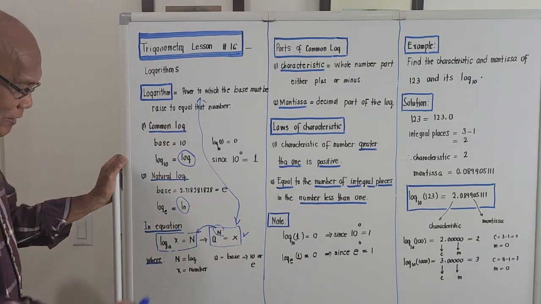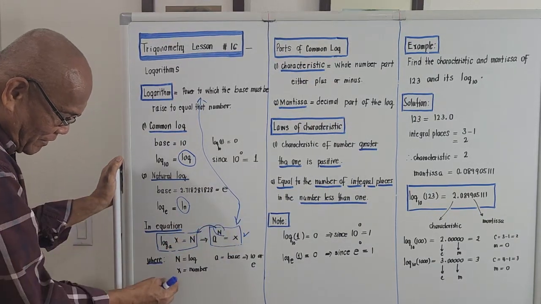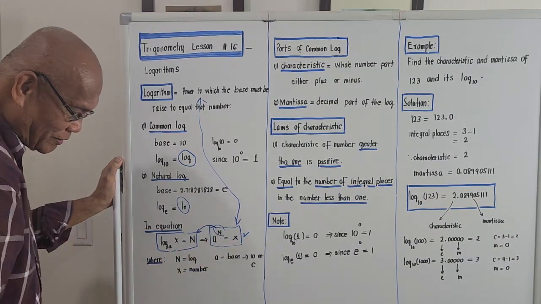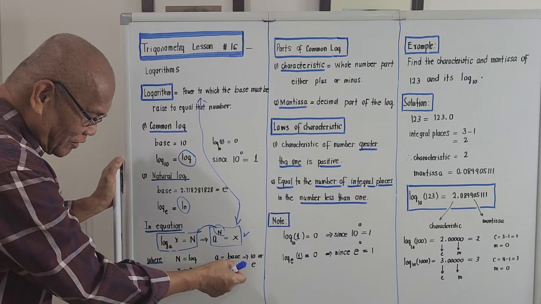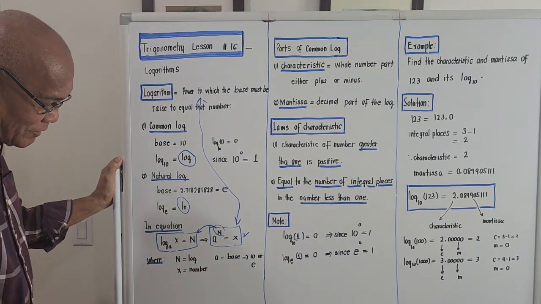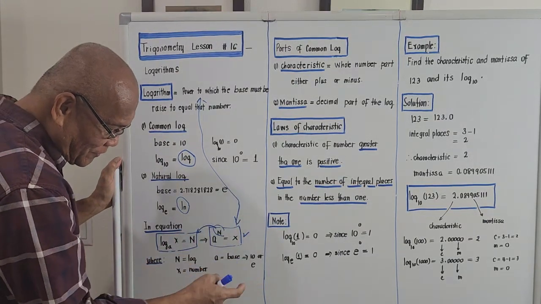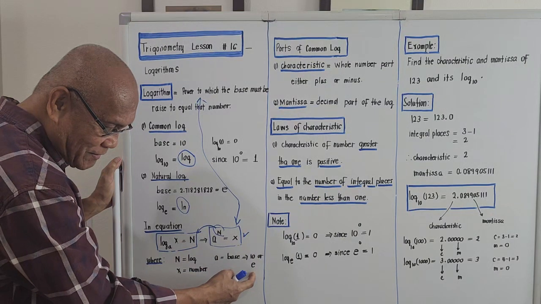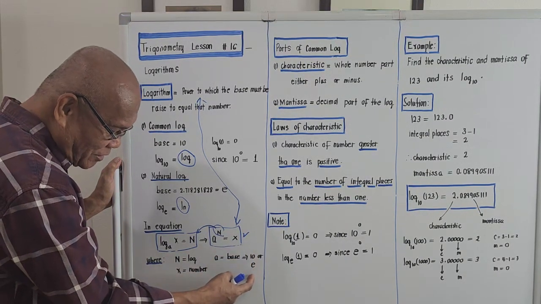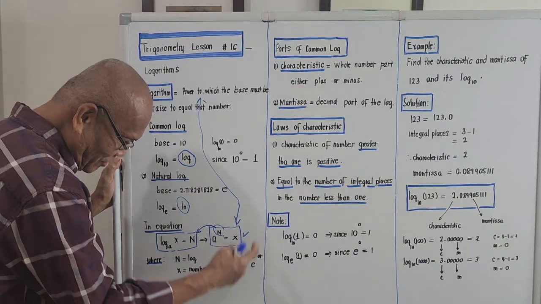Here, this capital letter N is actually the logarithm of the number. X is the number in which we are taking the logarithm. And A is actually the base. Okay, this is a general equation. That's why I place it here. A is actually the base, and it could either take the value 10 or e. It's either 10 or e. So it could either be a common logarithm or a natural logarithm.